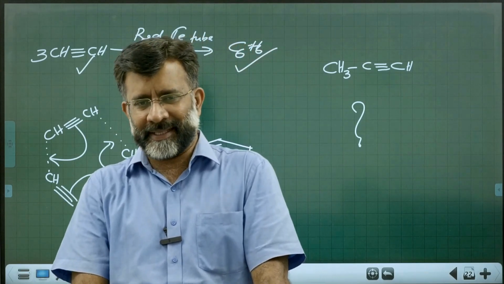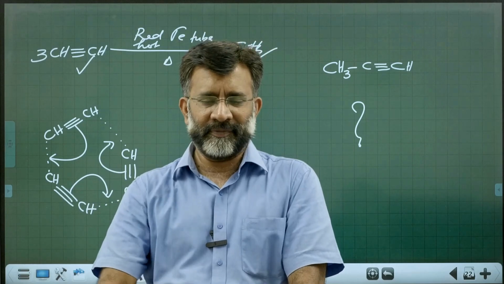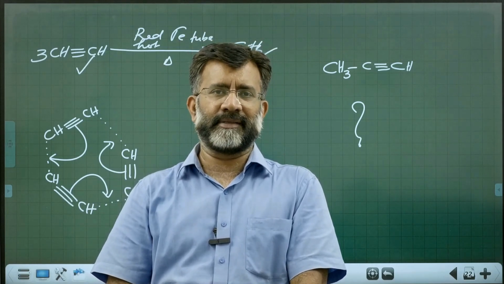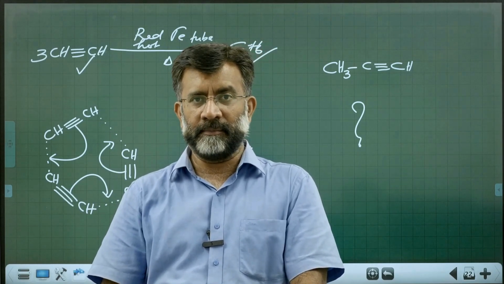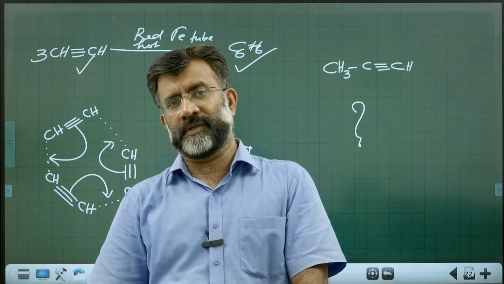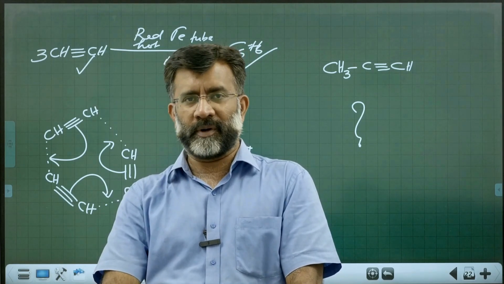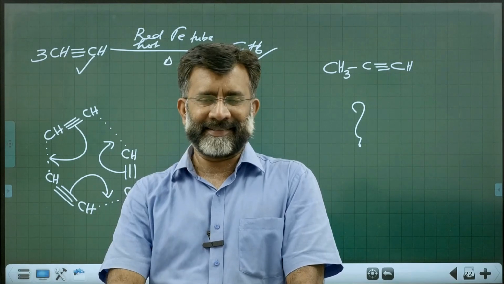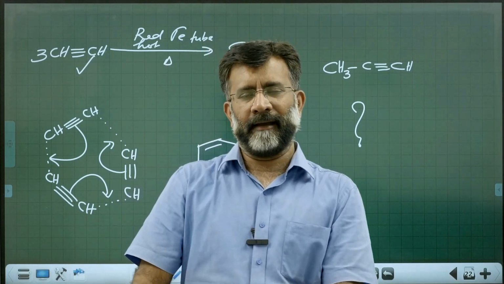I am leaving it to you to think and find out. If ethyne cyclic trimerization gives benzene, then propyne cyclic trimerization, what will be the product obtained? That's an important reaction of alkynes.